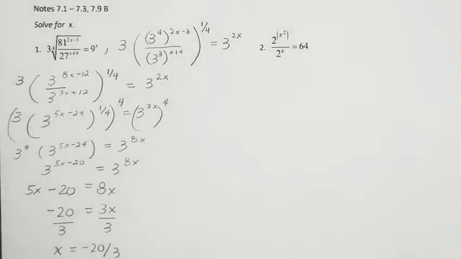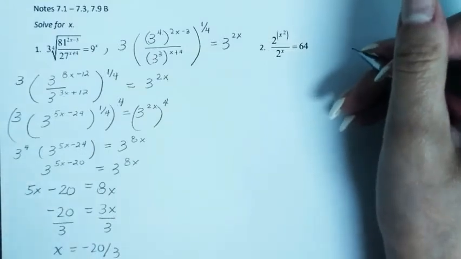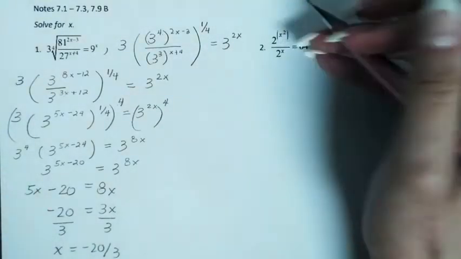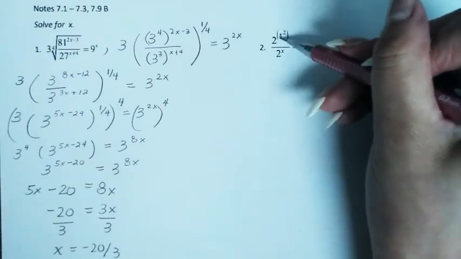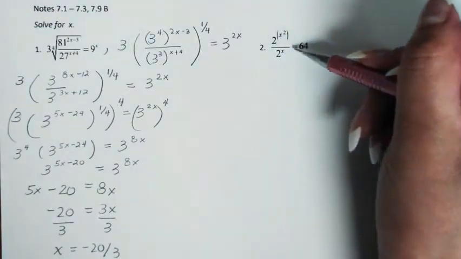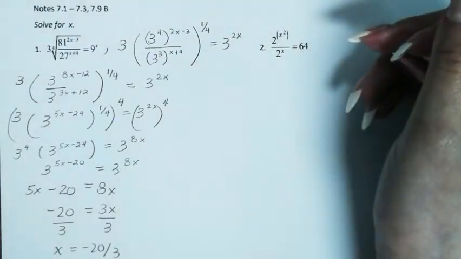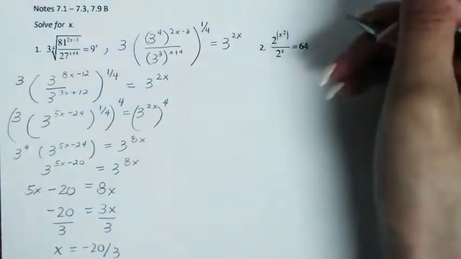Okay, now let's move on to number 2, which is also pretty similar. I think it's easier, but let's see. Okay, so you have 2 to the power of x to the power of 2, divided by 2 to the power of x, is equal to 64. Okay, so as I was telling you, first I'm going to convert everything in terms of 2's.